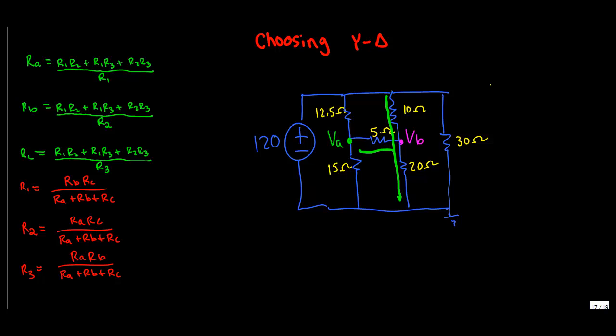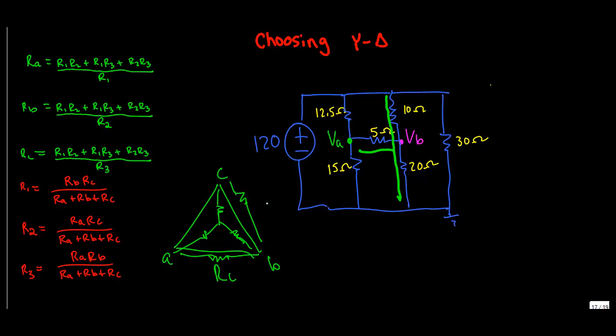So if we change it, basically it looks something like this. If you have a Y configuration, that's a resistance and that's a resistance. And let's say that basically we have A, B, and C. This resistance right here would be the RC resistance. The resistance here for the delta would be RA, and the resistance here would be RB.